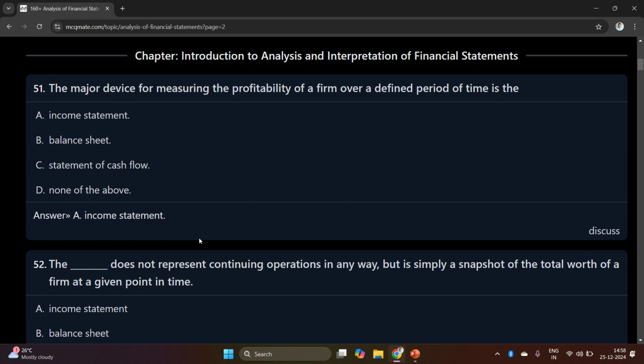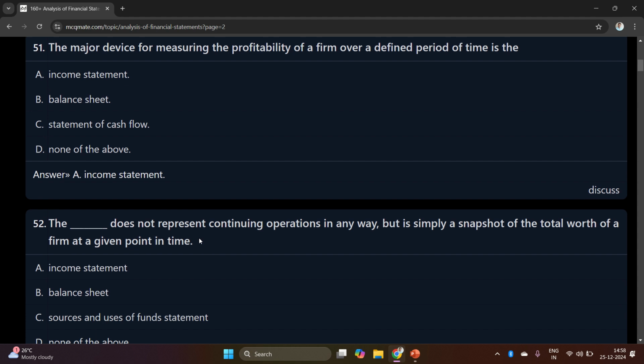The major device for measuring the profitability of a firm over a defined period of time is the income statement, balance sheet, statement of cash flow, or none of the above. Profitability means the income statement is used to know the profitability.